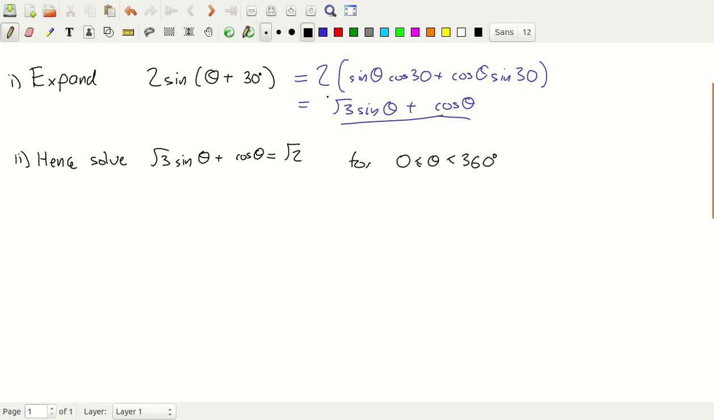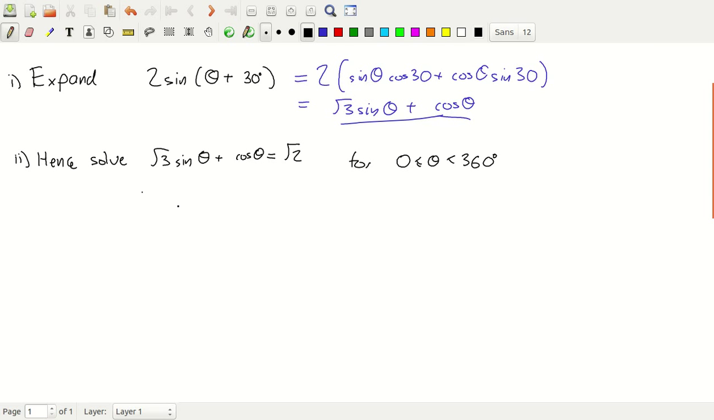And now we can see how this relates to part 2 of the equation. Hence solve root 3 sine theta plus cos theta equals root 2. Okay? So without part 1, this is a deeply terrifying equation because it's got 2 different trig functions in it, and it's very hard to see how to get that to just one trig function. There's a trick where you divide by cos, but it doesn't work, because you get root 3 tan theta plus 1 equals, really scary, root 2 sec theta.